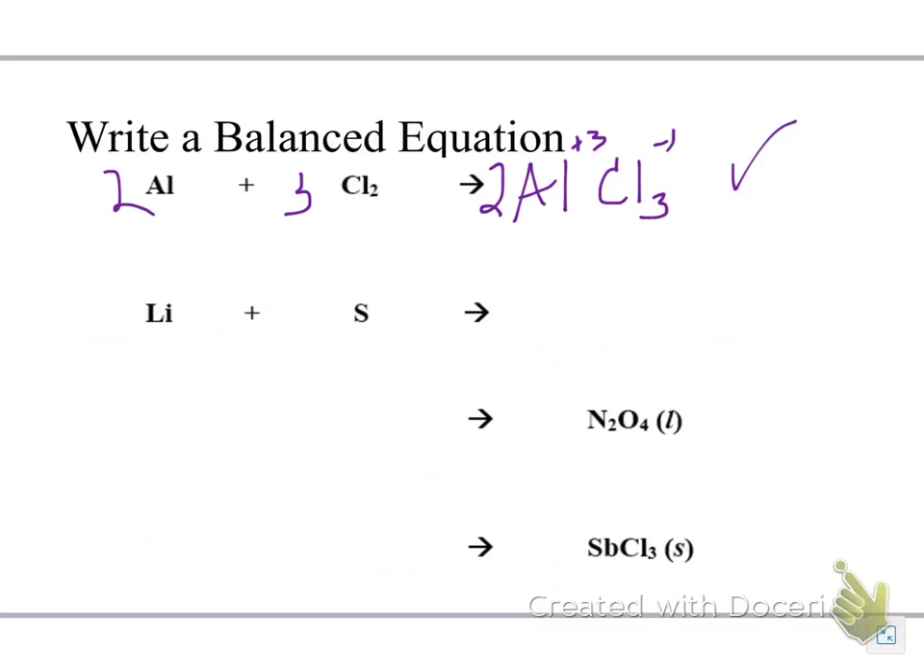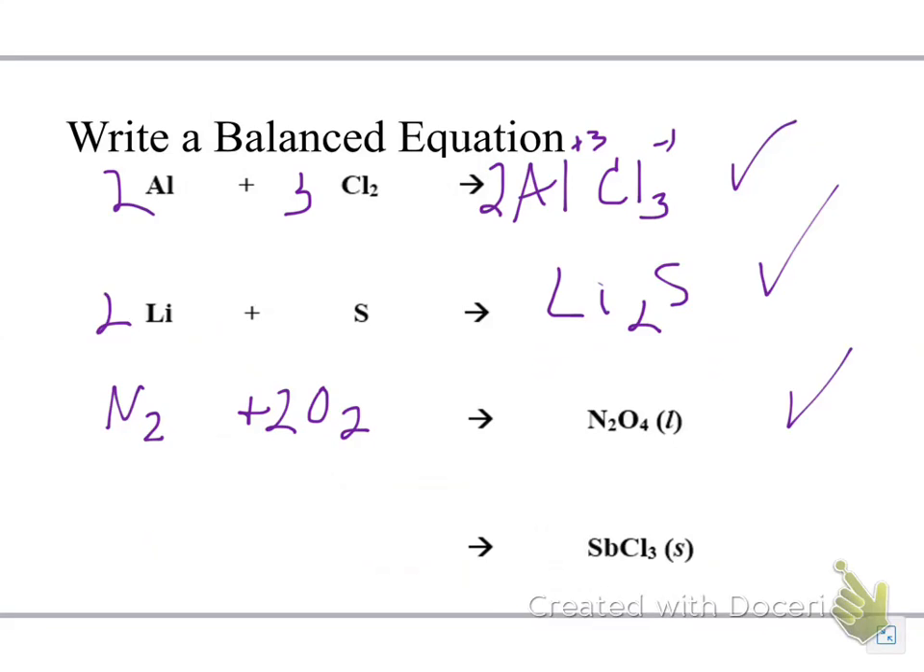When I combine lithium and sulfur, go ahead and try that one and then come back. Okay, so lithium's a +1, sulfur's a -2, so I'm going to need 2 lithium in that formula to make it a neutral compound. If I look at the next one, if I'm making N2O4, it must have come from the elements nitrogen and oxygen in their natural state, and in their natural state, they are both diatomic, so I have to show them as diatomic. And of course, I'm going to need 2 of the oxygen to make it balance.